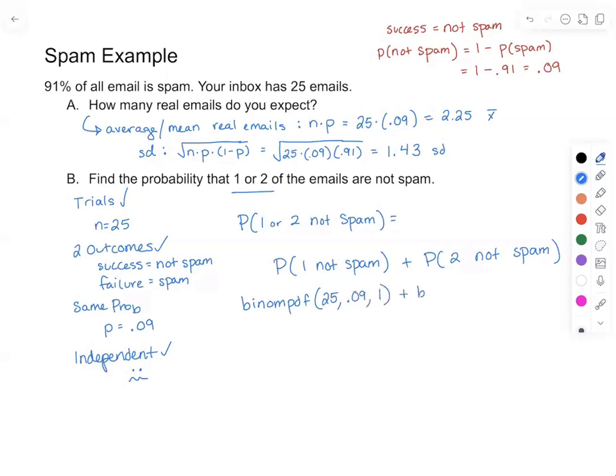We are going to add to that binom PDF for 25 trials, 0.09, common mistake, 0.09 probability of it not being spam, and 2 successes. And we're going to put each of these into our calculator. When we put the first one in, we get about 0.234. When we put the second one in, we get about 0.278. And when we add these together, we get 0.512.